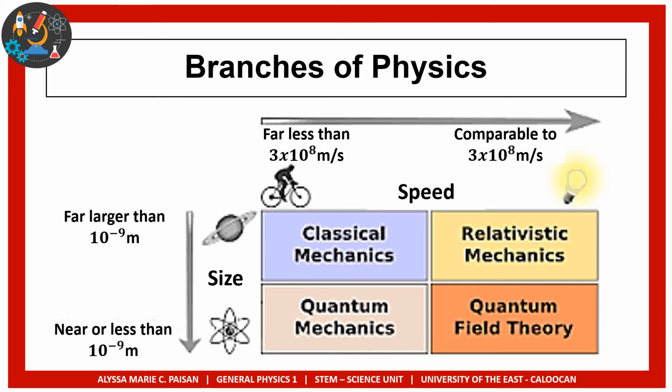On the other hand, relativistic mechanics, quantum mechanics, and quantum field theory are all under modern physics. Therefore, in modern physics, we study objects that are very small and relatively slow compared to light, such as atoms and molecules. We also study objects that are very large but move at speeds close to the speed of light, such as planets and other celestial objects. Moreover, modern physics also deals with objects that are very small and move at speeds close to the speed of light, such as electrons and quarks.